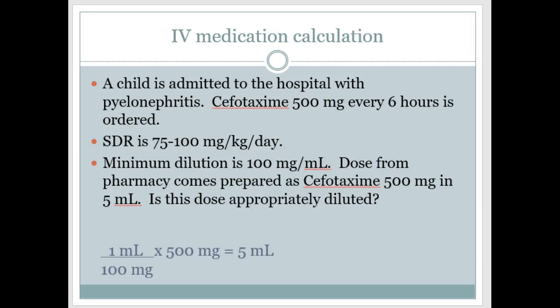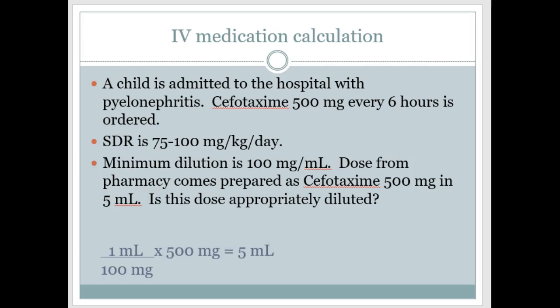Okay, so then looking at calculation, where I have a child who's in the hospital and is going to get cefotaxime 500 milligrams every 6 hours. We have the safe dosage range and we'll practice calculating that. Our minimum dilution is 100 milligrams per milliliter, and our dose comes from pharmacy as 500 milligrams in 5 milliliters. So that meets that minimum dilution, so we can just confirm that.